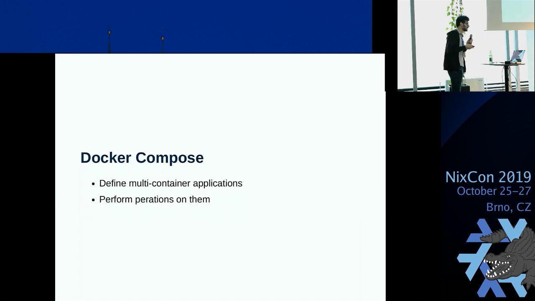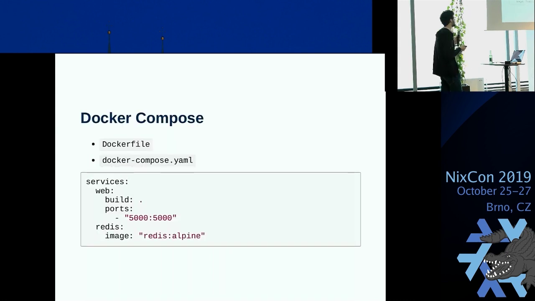So Docker Compose is a system that lets you define multi-container applications and perform operations on them, like building all the containers, building all the images, I should say, and starting them, destroying the deployment, all the kind of things you expect from a deployment tool. And a basic configuration file looks like this. It's YAML. Some people might have opinions about it. The nice thing is it's a superset of JSON, so we can easily write these files from Nix.